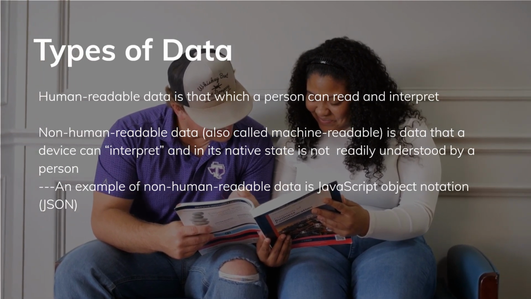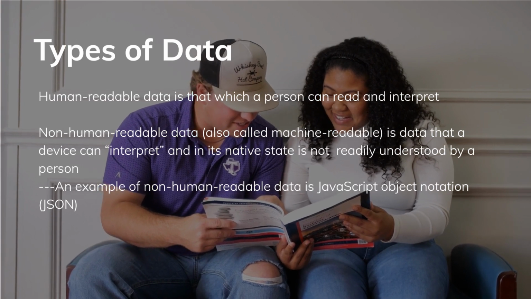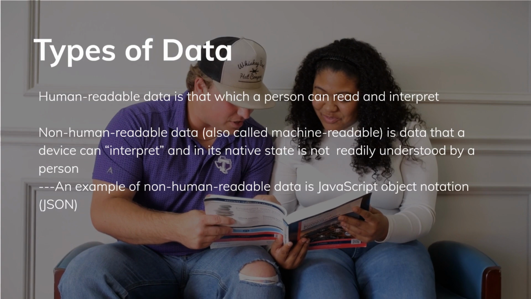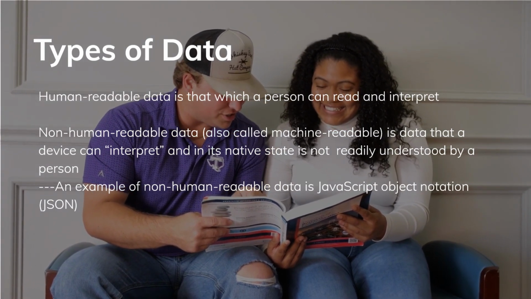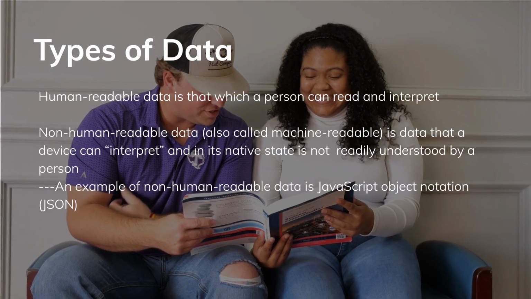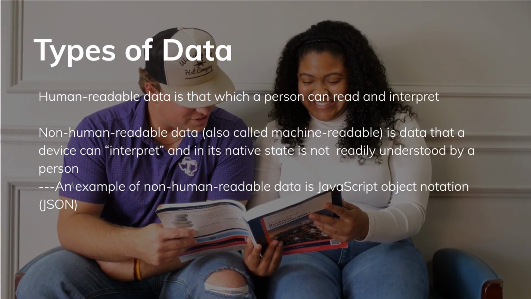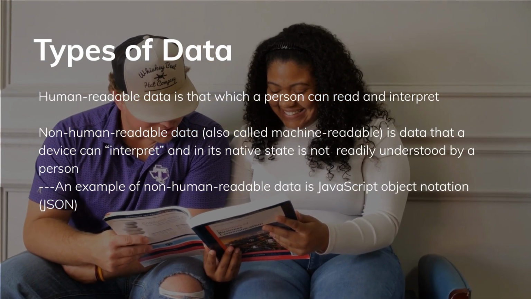Non-human readable data, or machine-readable data, is data that a device can interpret but is not readily understood by a person in its native state. Examples include JSON, JavaScript Object Notation, XML, Extensible Markup Language, and binary files. These data formats require specific software or systems to be interpreted and used effectively.